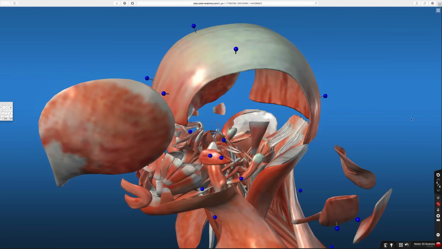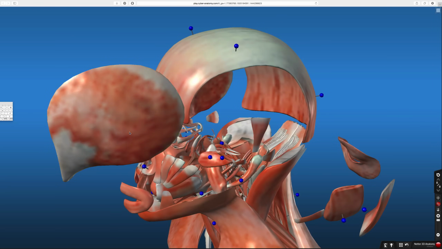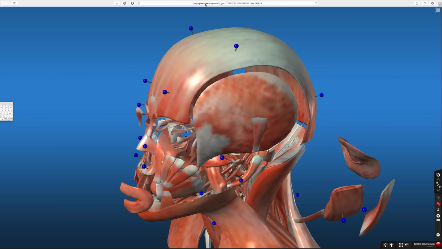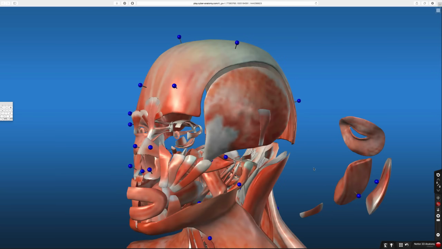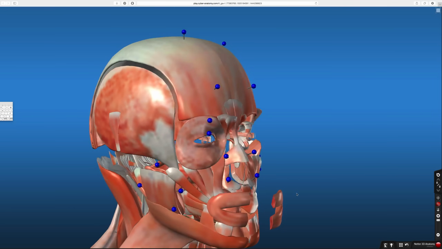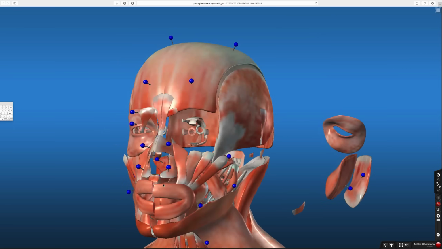So you might want to come over here to this website and look at it. This is the URL for it. If you go online and Google Netter's 3D Anatomy Atlas, you should be able to find it and land on this page as well. We're going to be using this. I think I might be using this a lot more as we go through. This will come in handy.